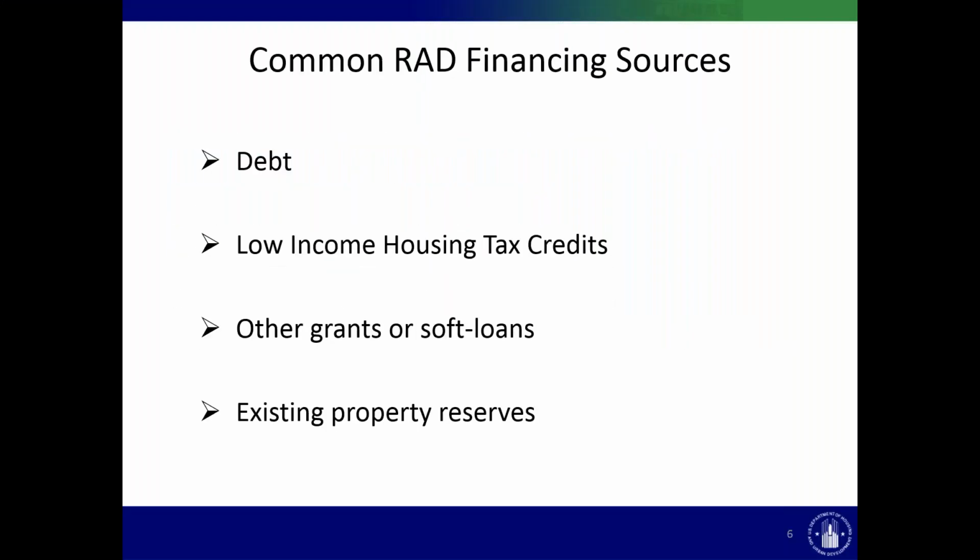Once on the Section 8 platform, owners are better able to access other forms of financing to make property improvements. This includes debt, low-income housing tax credits, other grants or soft loans like HOME funds or other state and local funds, as well as existing property reserves. Generally, these are forms of financing that most other affordable housing owners and developers regularly access, but for which 202 PRACs and mod rehab properties have a hard time accessing.